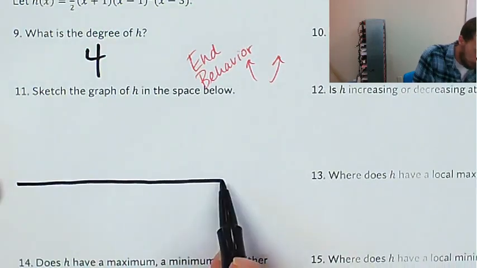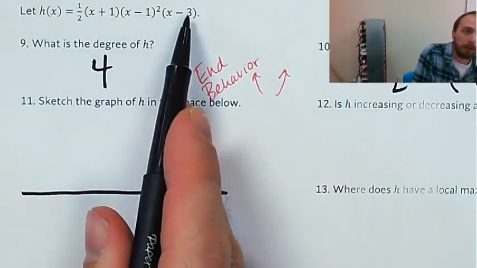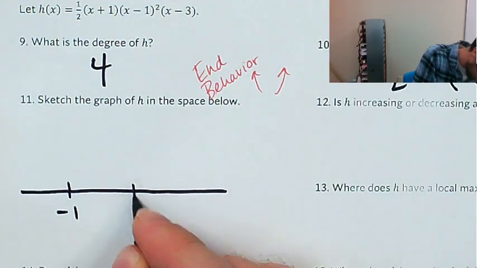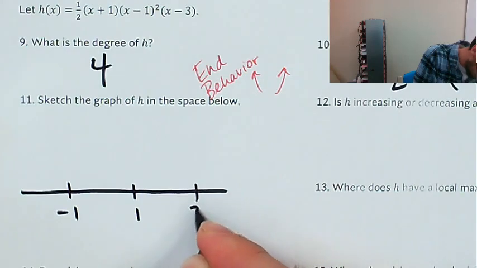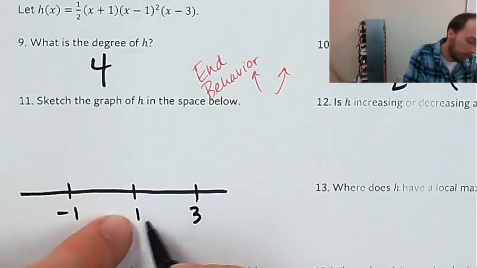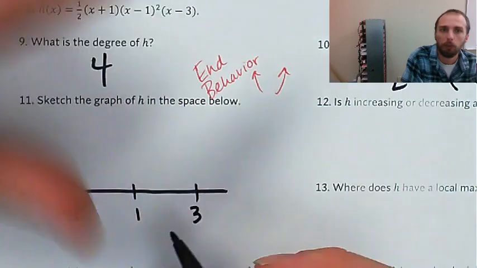Degree 4, positive leading coefficient, zeros at x equals -1, +1, and +3. Okay, so -1, +1, and +3. And this one's going to be a double root here at x equals 1 because of that double exponent there.